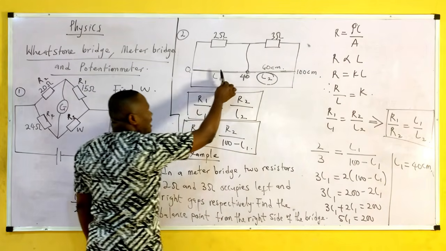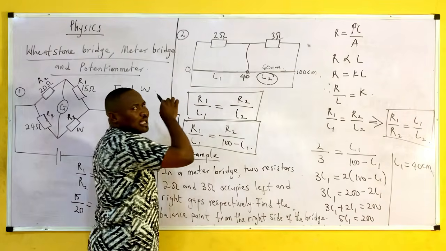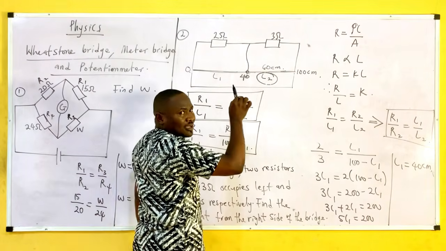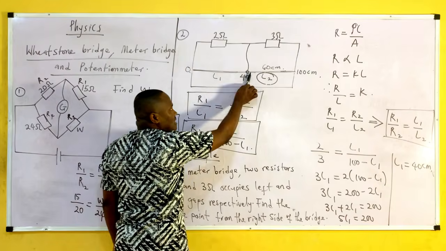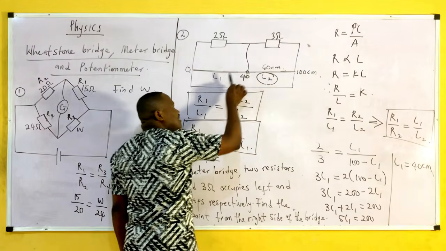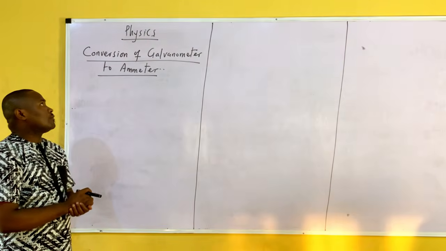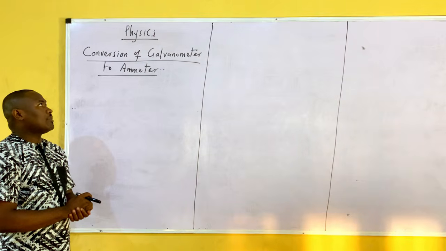From right to left is 60, but from left to right, the balance point is 40. I reiterate again, from left to right, the balance point is 40 centimeter, but from right to left, the balance point is 60 centimeter. Now we're looking at conversion of galvanometer to an ammeter.